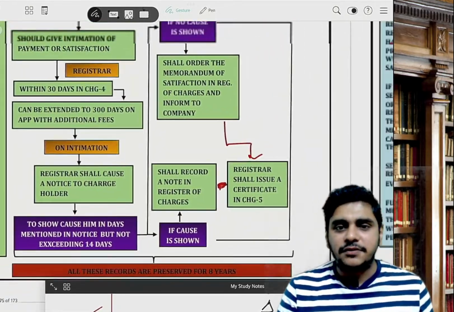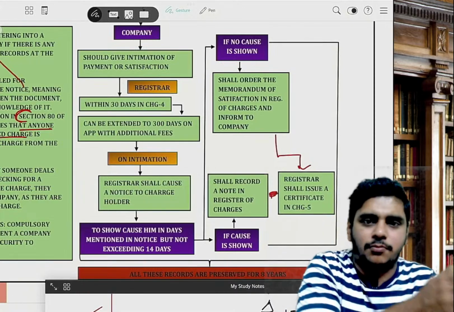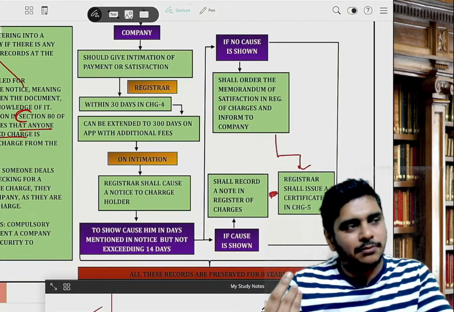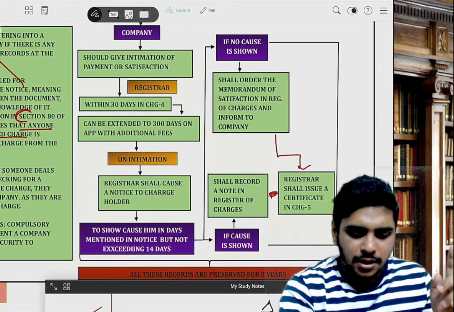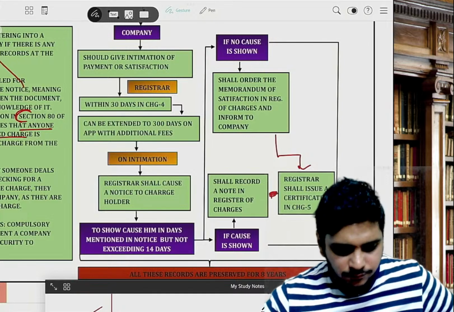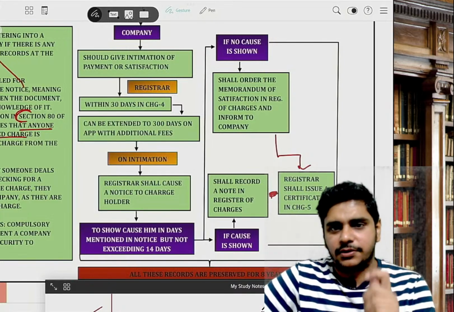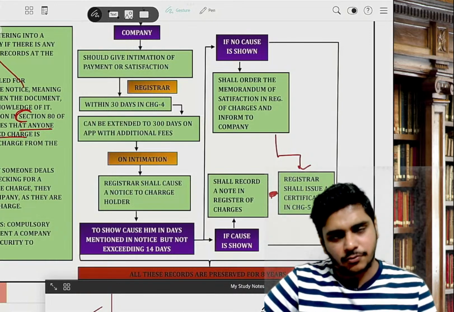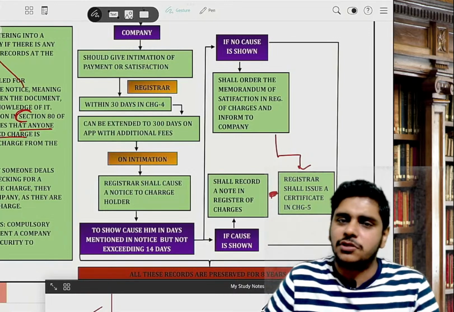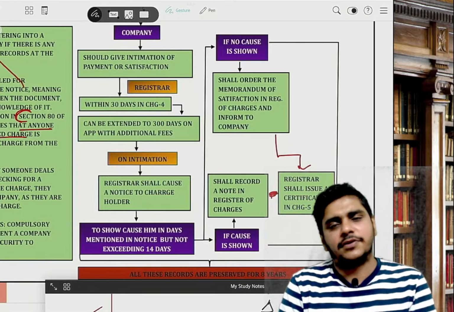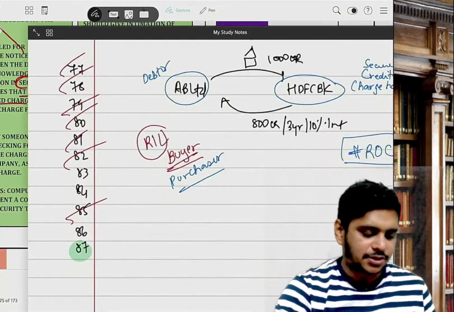So it's very simple. For satisfaction, the company will go to the ROC saying we have made the payment. ROC will go to the charge holder and ask what the problem is. ROC will give a 14-day notice, the same in both situations. Very important MCQ. If the charge holder does not say anything, ROC will register the satisfaction and give a certificate in form number CHG5. Section number is 82.